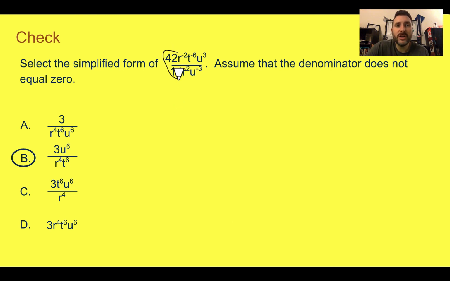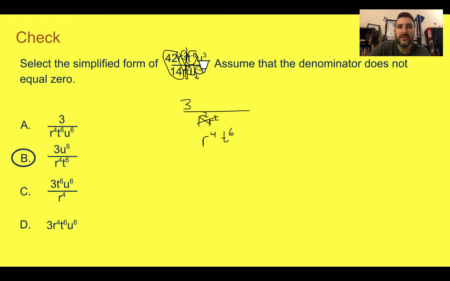So first, 42 divided by 14 is just 3. Here I can see I have r to the negative 2, and then I actually have r to the positive 2 on the bottom. So that would stay on the bottom, but this r to the negative 2 would swing to the bottom. Now I have r2 and r2, which would be r4 on the bottom. So those are taken care of. I have t to the negative 6. There's no other t's, so I'm going to move it to the bottom and make it positive.